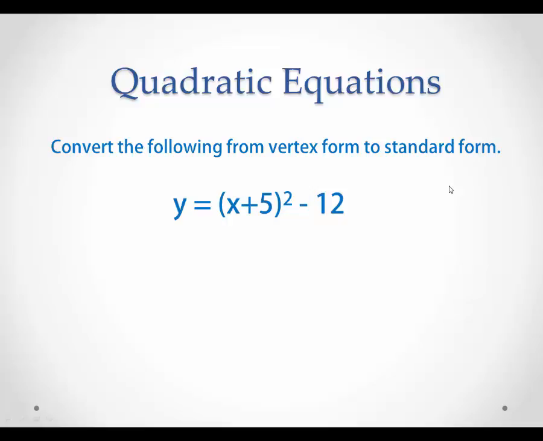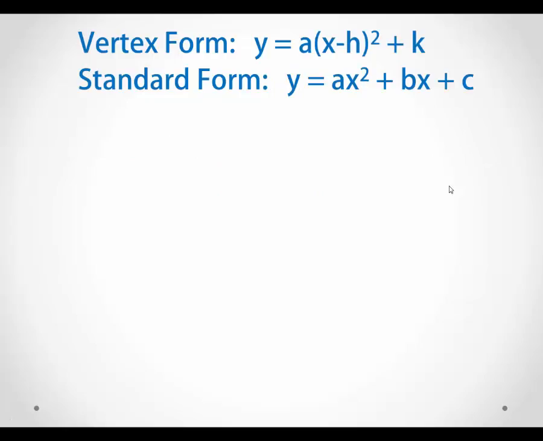Now quadratic equations come in basically two forms, and these are vertex form, which is y equals a(x minus h) squared plus k, and standard form, which is y equals ax squared plus bx plus c. So the question is given in vertex form, and we need to convert it to standard form.